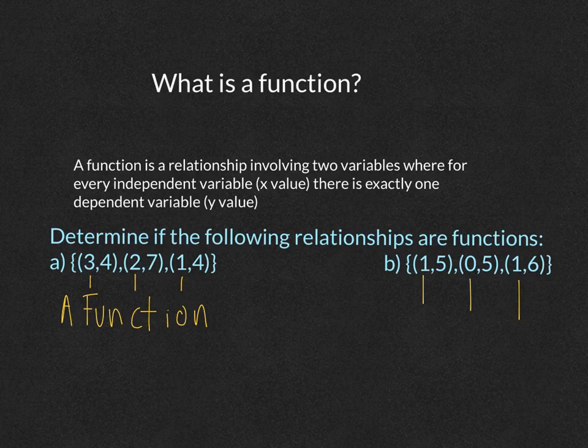Now, if we look at B, my x values are 1, 0, and 1. Now, the problem here is that I have two of the same x values that are going to different y values. Because x can have only one y value, but in this case there are two, this would not be a function.